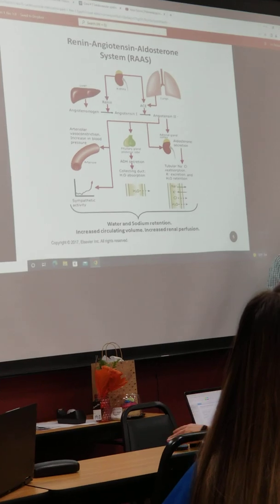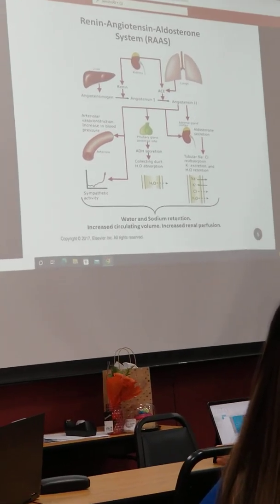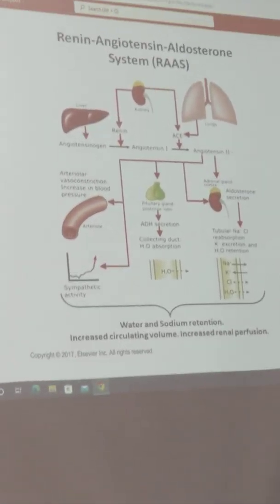I'm lost. Okay, so what are you lost about, right? We're talking about RAS suppressants. That's what ATI talks about. That's the way they talk about it.